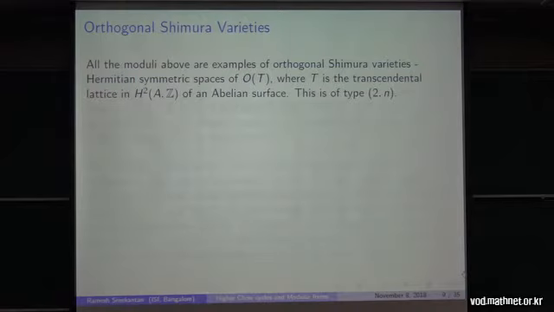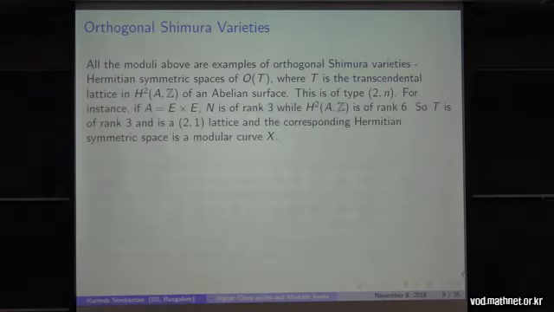Hermitian symmetric space of O(T), where T is a transcendental lattice in H^2 of an abelian surface. So this is of type (2,n), or (n,2) sometimes. For instance, if A is E cross E, our example, our Neron-Severi lattice has rank 3, and H^2 is of rank 6 for any abelian surface. So T is of rank 3, it's a (2,1) lattice. And the corresponding Hermitian symmetric space is a modular curve, X.